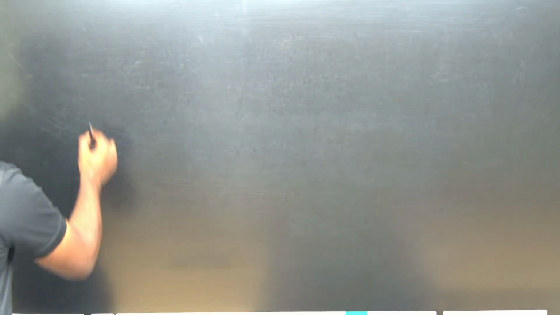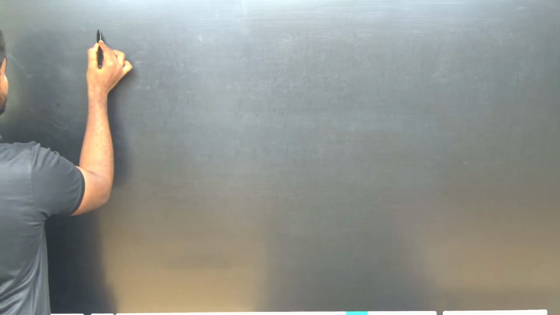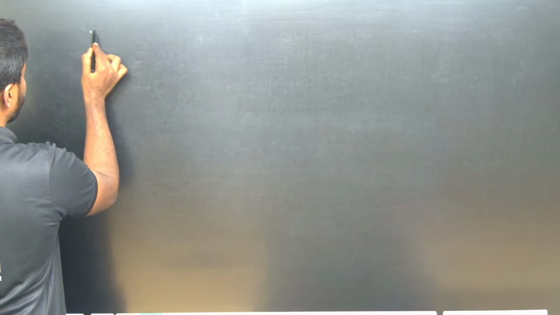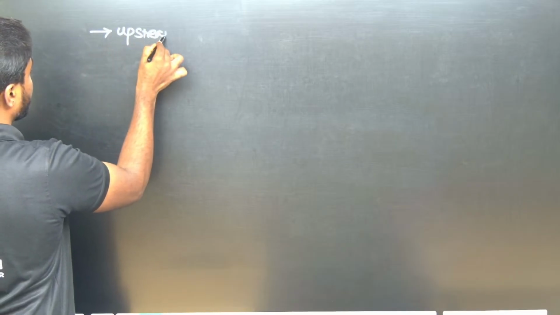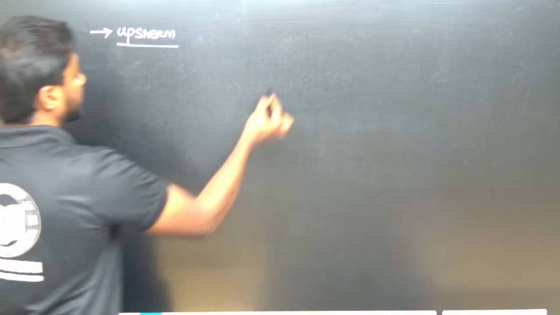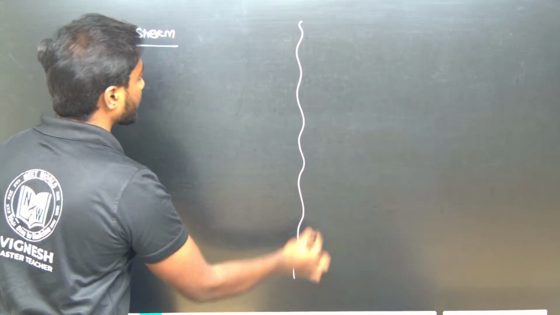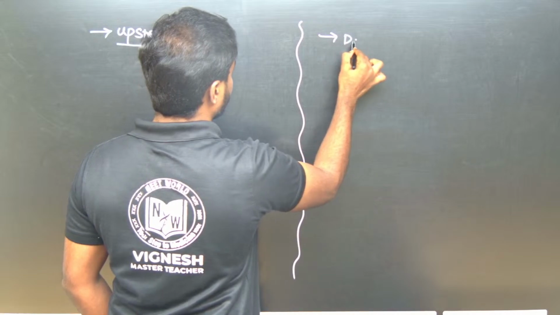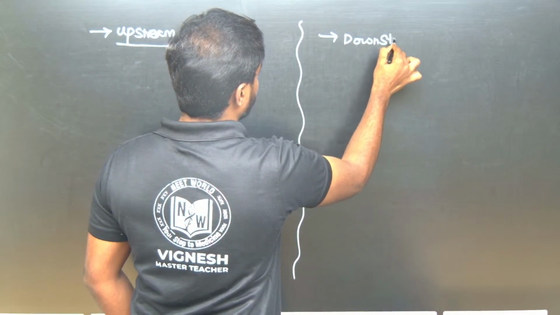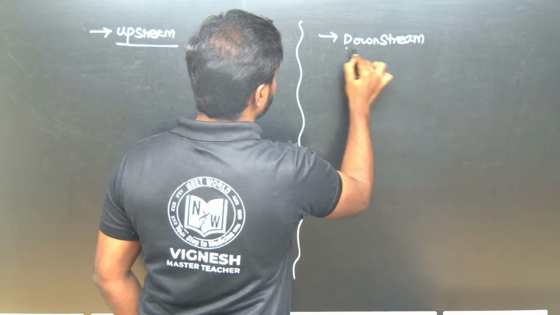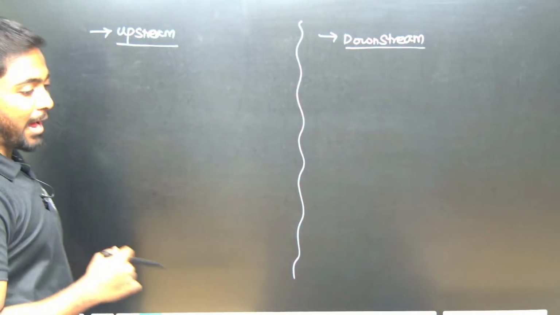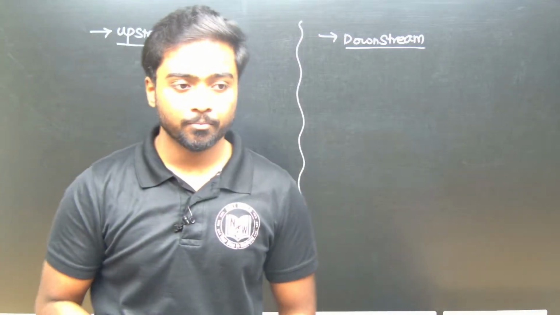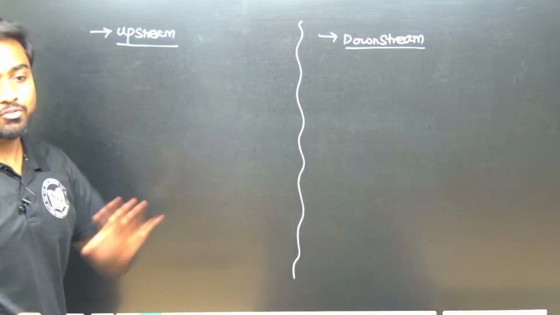Now there are two conditions. First condition is upstream, and the second one is downstream. So upstream, okay, what is meant by upstream and what is meant by downstream? Up the stream or down the stream, we will say.